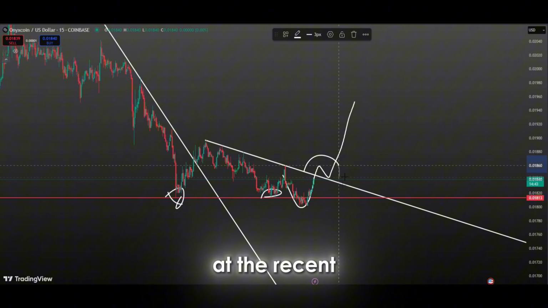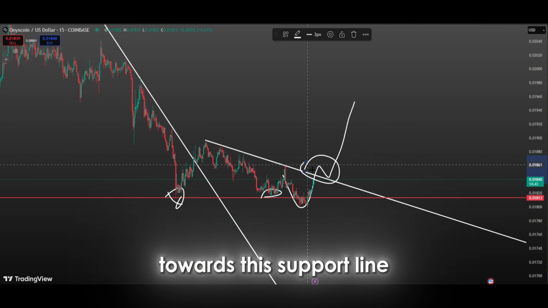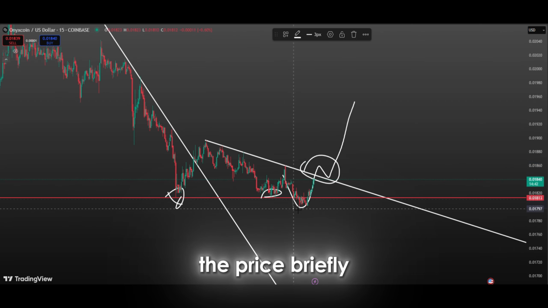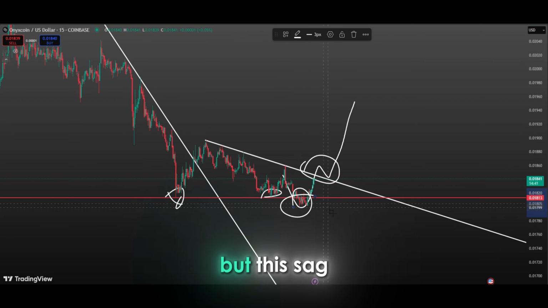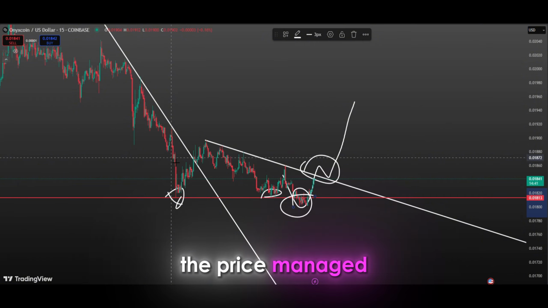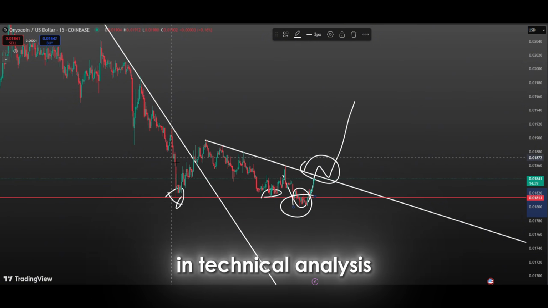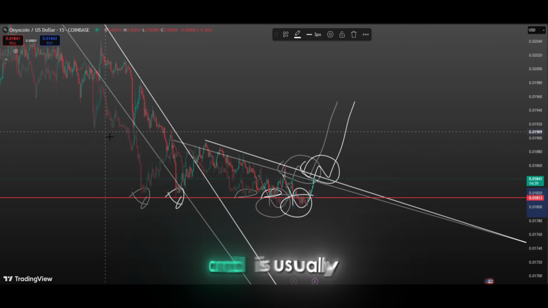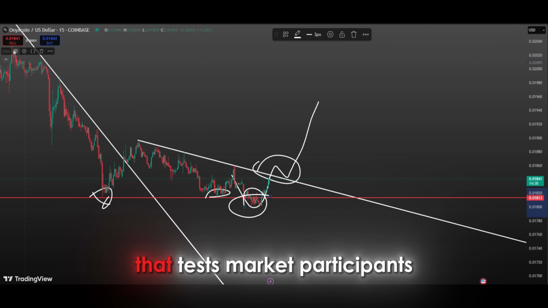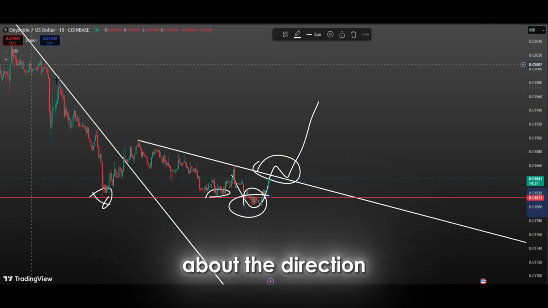When we look at the recent price action, after the decline towards this support line, the price briefly dipped below this level. But this sag was not permanent, and soon the price managed to rise above this level again. This is called a false breakout in technical analysis, and is usually a short-term move that tests market participants, leaving them uncertain about the direction.